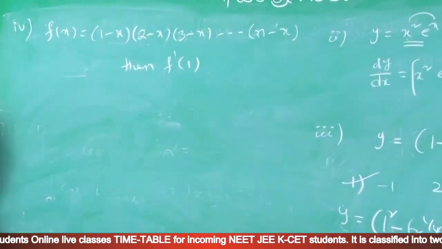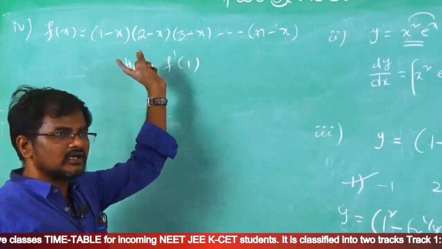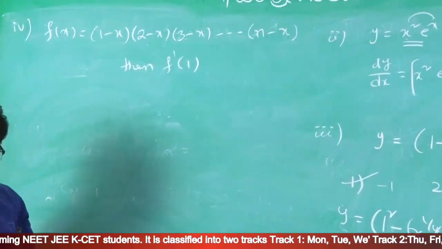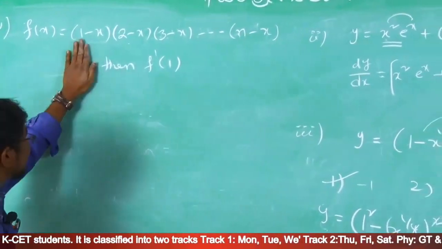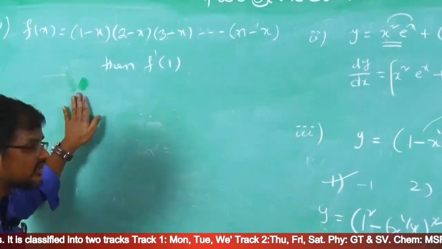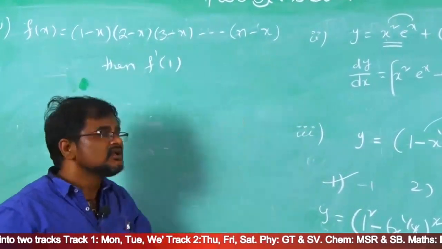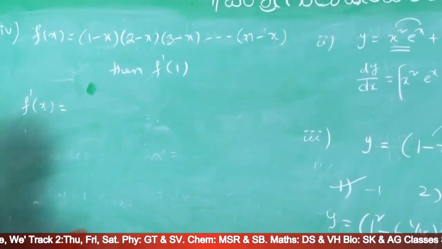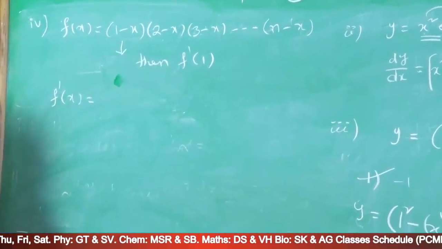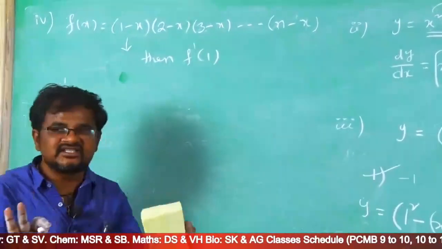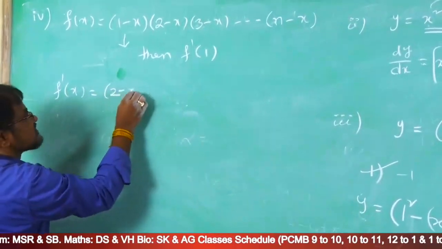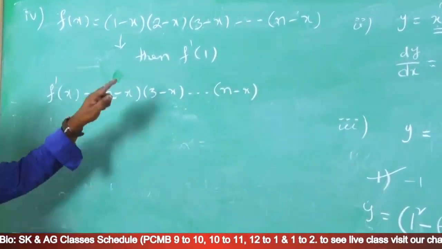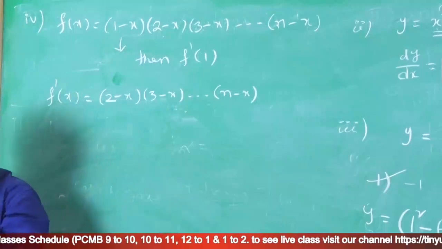So take the given function. Once you observe here, u, v, w like that, a product of many terms is there. So for that, what do we have to do? First, what is our concept of the product rule? One term only we differentiate, and the remaining terms stay as they are. So f dash of x equal to, I will differentiate one factor, and write the remaining factors as it is, like this: 2 minus x, 3 minus x, etc. up to n minus x.